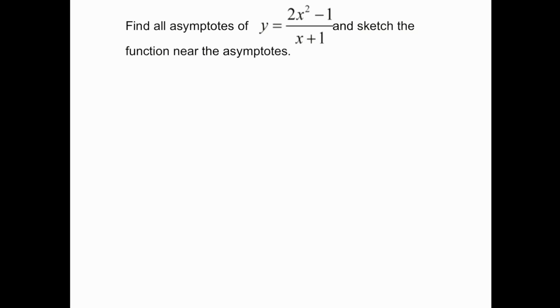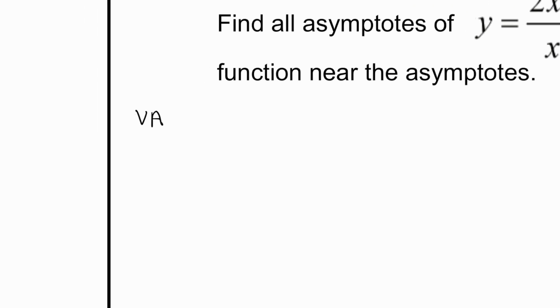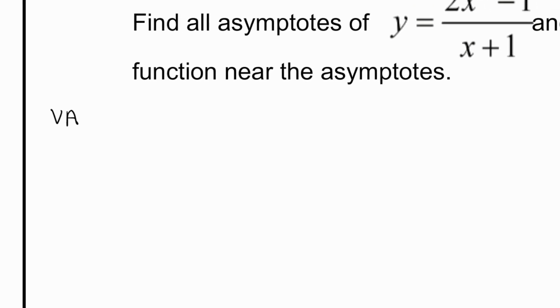So let's start with the vertical asymptotes. Remember, it's the bottom of our function that's telling me where that vertical asymptote is going to be. So we have a vertical asymptote when x plus 1 equals 0, or when x is equal to negative 1. Now we know that we need to figure out what's happening as this function approaches negative 1 from both the left-hand side and the right-hand side.